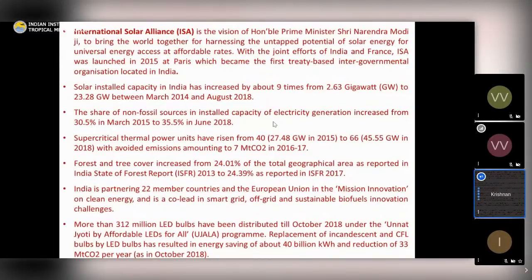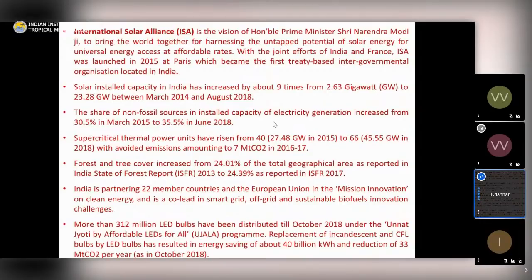The share of non-fossil fuel sources in installed capacity of electricity generation has increased significantly from 2015 to 2018. Supercritical thermal power units have risen from 40 to 66 gigawatts, with avoided emissions amounting to 7 million tons of carbon dioxide. In 2016-17, the forest and tree cover has increased to 24% of the total geographical area of India, as reported in the India State of Forest report.